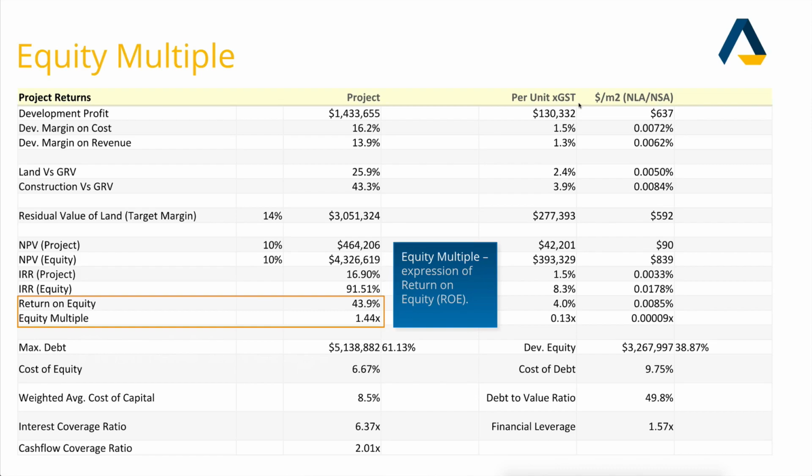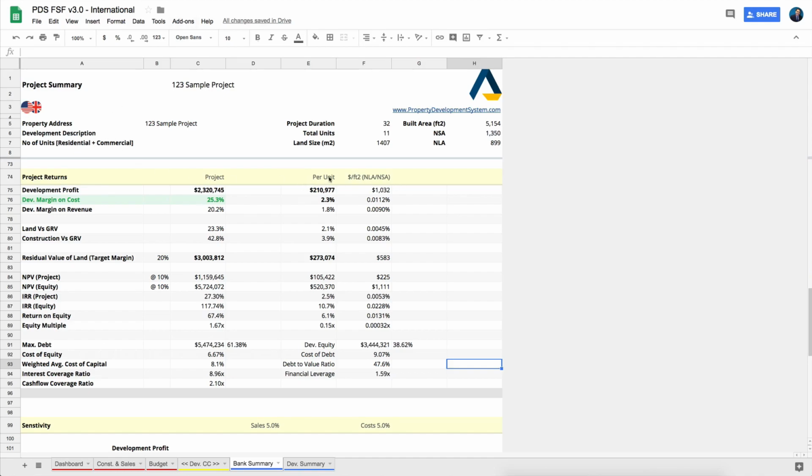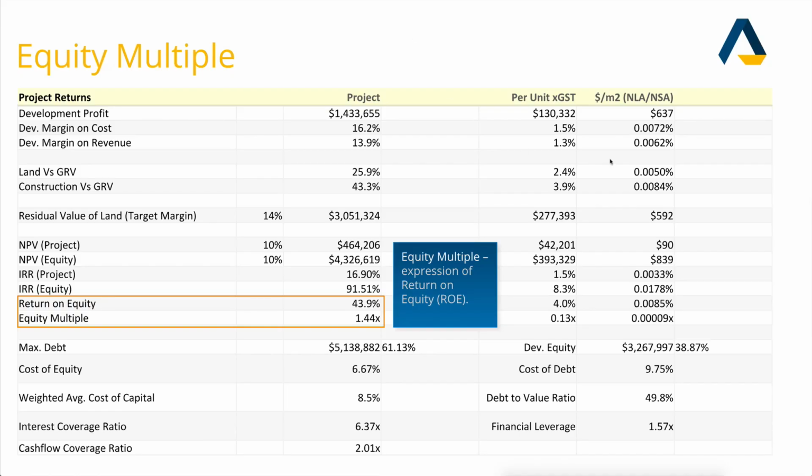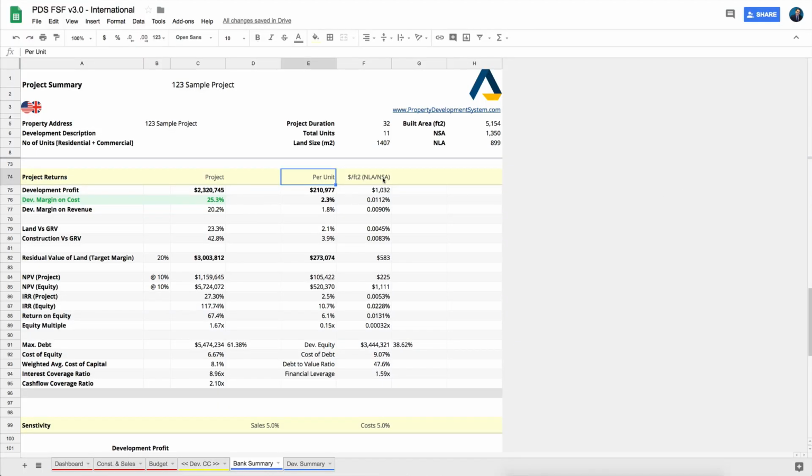Up top, we've got our development profit. This is the profit for the project. In this column, we basically get a profit per unit. And if it's the international version, it won't have ex-GST over here. The international version will just say per unit right here. That is the difference. And this is dollar per meter square, which basically means how much money we made as a dollar per meter square or dollar per square feet based on the total built area.